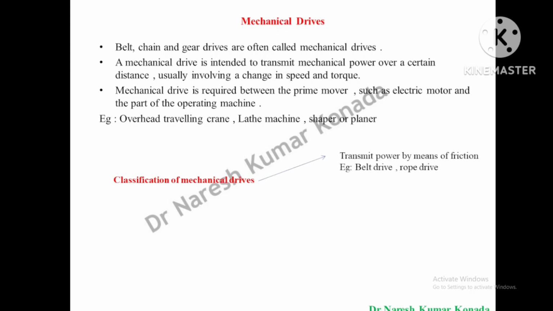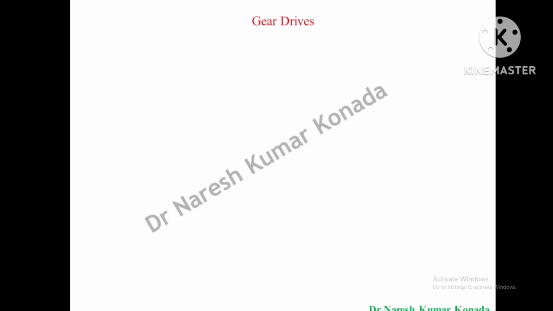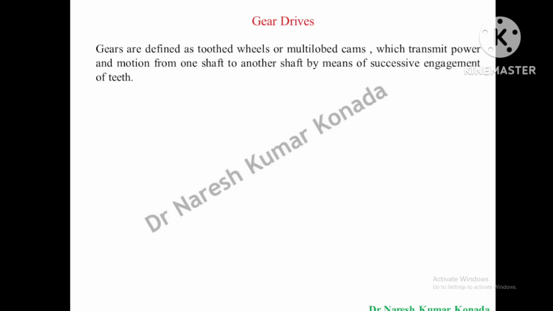Coming to the classification of mechanical drives, these are generally classified based upon the transmission of power by means of friction. The examples are belt drives and rope drives, which transmit the power by means of friction, and transmission of power by means of engagement. Generally, chain drives and gear drives come under the category of transmission of power by engagement. In this lecture, we will concentrate on the gear drives, which transmit the power from one shaft to another shaft by successive engagement of the teeth.